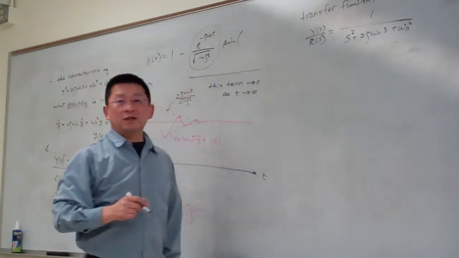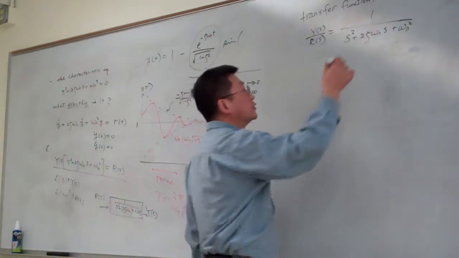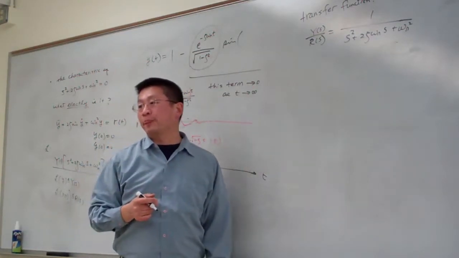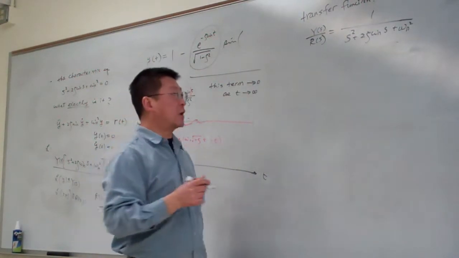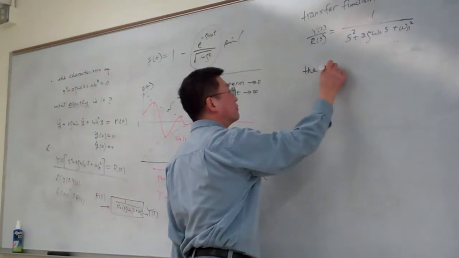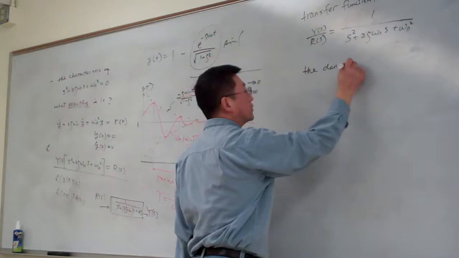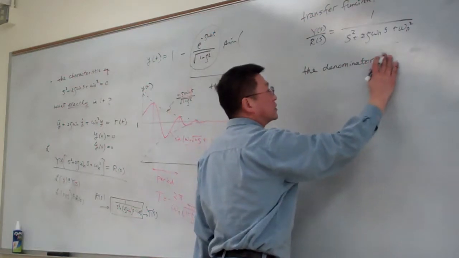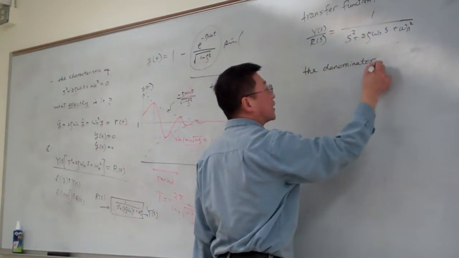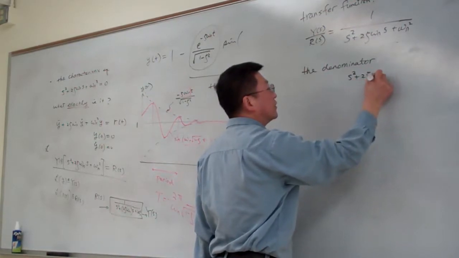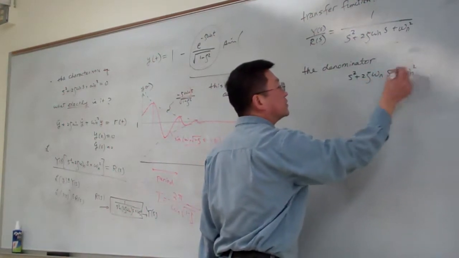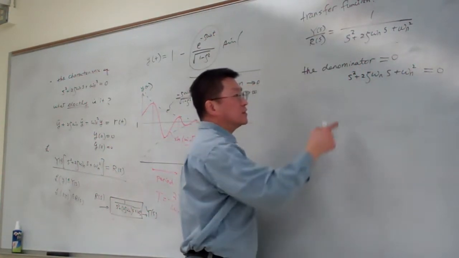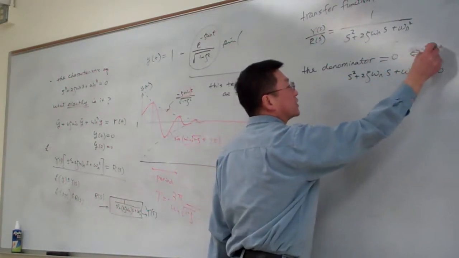Transfer function represents the ratio of output to input. So basically that is the output with respect to input in terms of the s domain. So these are transfer functions. For the denominators, we set up the equations, the denominator, that is s squared plus 2 zeta omega n s plus omega n squared. So these are denominators. We set the denominator equal to 0, and this is our characteristic equation.